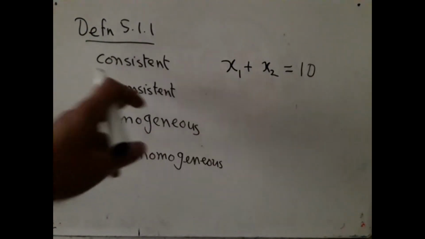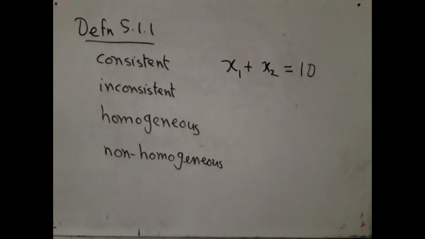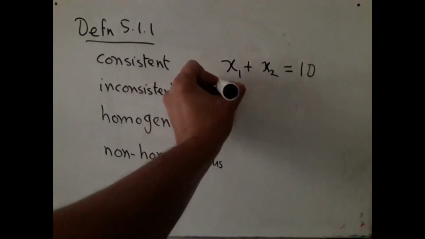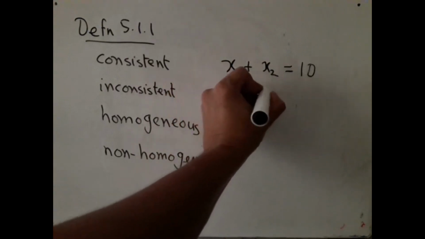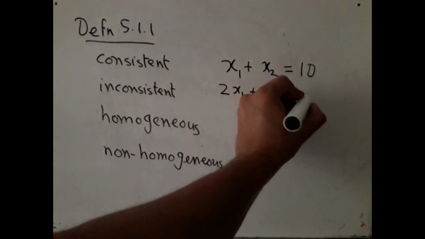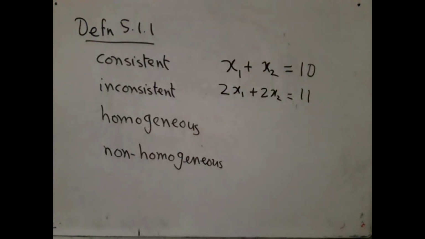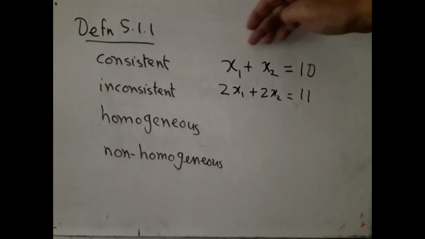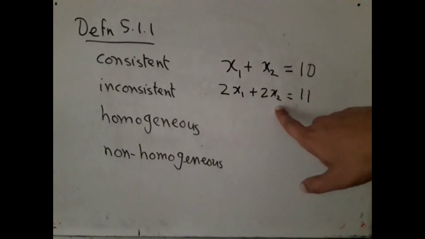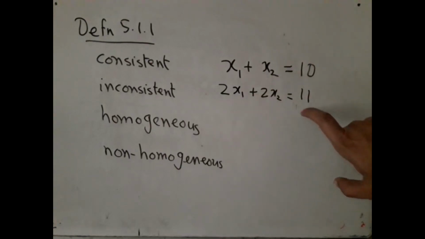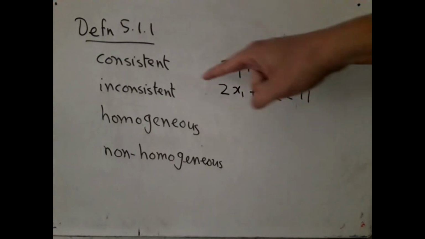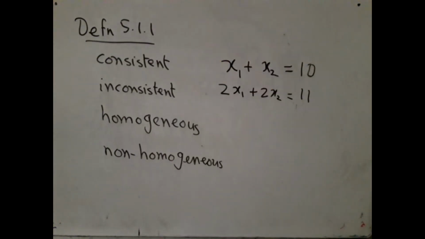A system is called inconsistent if it has got no possible solution. For example, if with it I add another equation 2x1 plus 2x2 equal to 11, that will be an inconsistent system because both these two things cannot be satisfied simultaneously. If x1 plus x2 is 10, 2x1 plus 2x2 must be 20 and not 11. This system is an example of an inconsistent system.